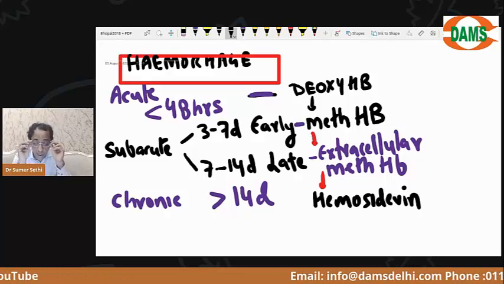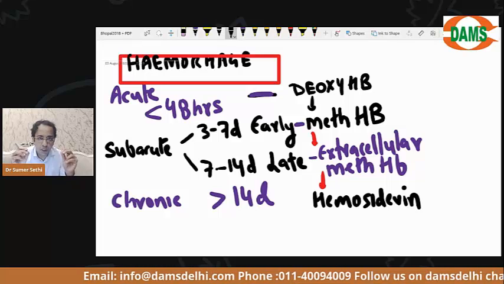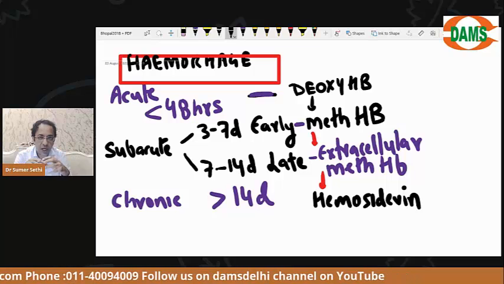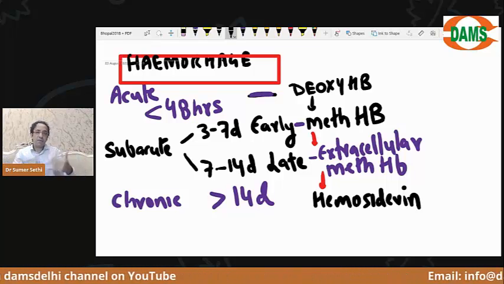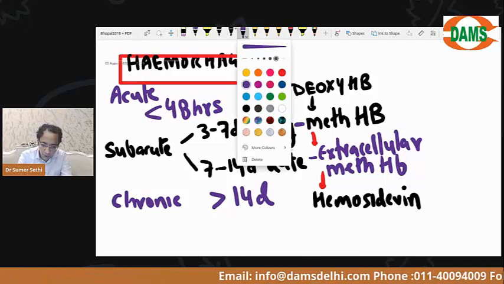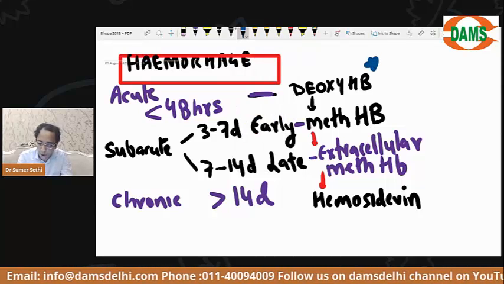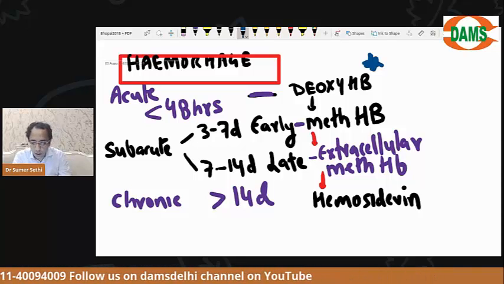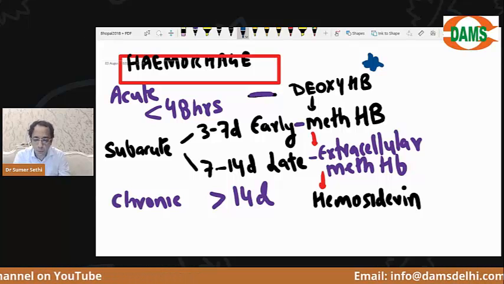So acute brain hemorrhage has deoxyhemoglobin. After 48 hours, it converts into methemoglobin. After 7 days, the RBC membranes lyse and the methemoglobin spreads. After 14 days, it becomes hemosiderin. Now understand everybody, listen to me, I'm trying to answer a question. Deoxyhemoglobin has no special magnetic property.